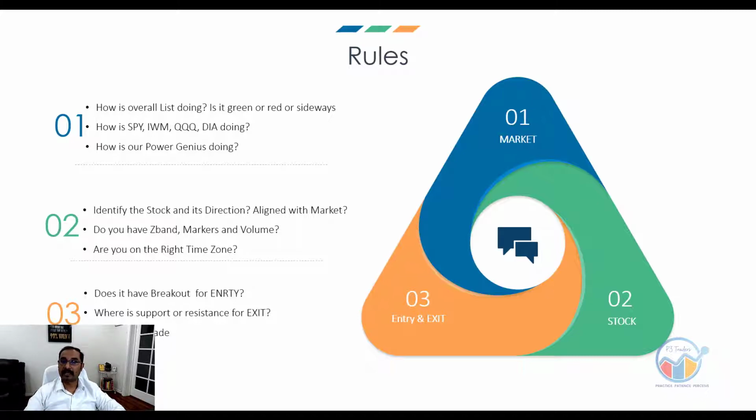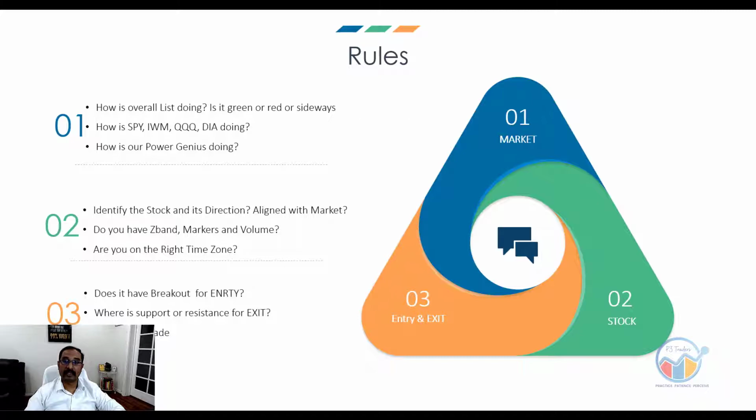Second thing would be what is your top 4 index doing? SPY, IWM, QQQ and DIA. What are all those 4 doing? Is it aligned with your market trend? And how is our Power Genius doing? I can show you what is Power Genius and how that indicator works in our simulation. That is for the market.